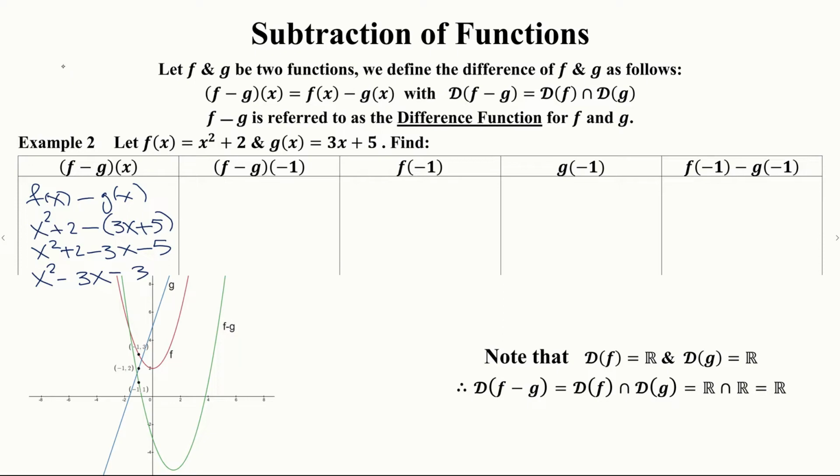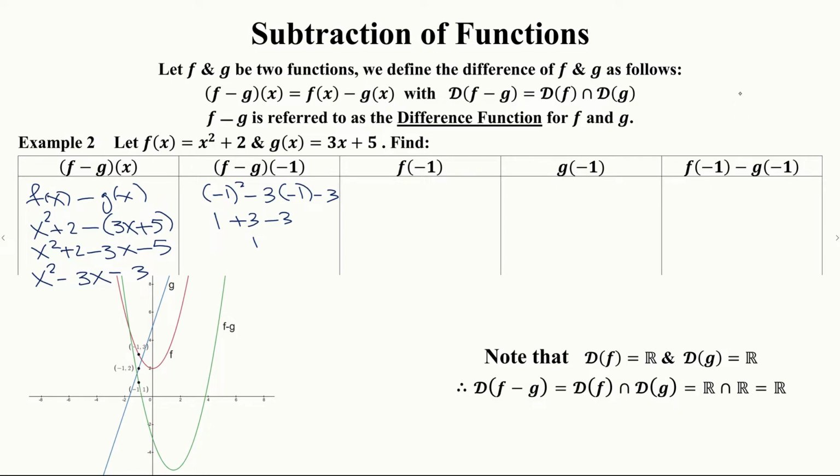So we get quantity -1 squared minus 3 times -1 minus 3. So 1 plus 3 minus 3, which is just 1. Or we could handle these separately and then subtract the two results.